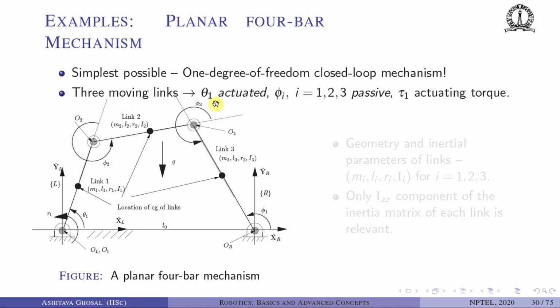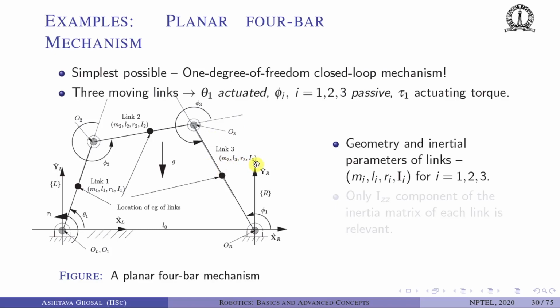Okay, so corresponding to this theta 1, we have a torque which is acting at this joint. Now we need to introduce some geometry and inertial parameters of this link. Just like the 2R, we will assume that link 1 has M1, L1, R1, and I1. M is the mass, L is the length of this link, R is the location of the CG, and I is the Z component of the inertia of this link. Similarly, link 2 has M2, L2, R2, and I2, and link 3 has M3, L3, R3, and I3.